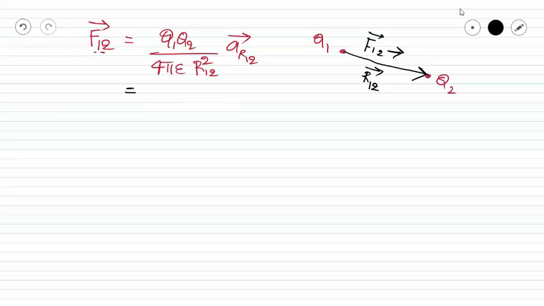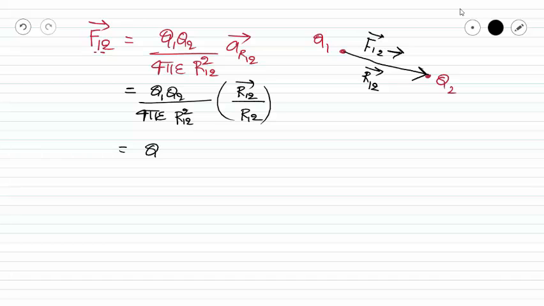So F12 bar is equal to Q1 Q2 by 4 pi epsilon R12 square, times aR12. What is aR12? aR12 is R12 bar divided by R12. So this can be written as Q1 Q2, and R12 bar is R2 bar minus R1 bar, where R2 bar is the position vector of the point where charge Q2 is located, and R1 bar is the position vector of the point where Q1 is located.